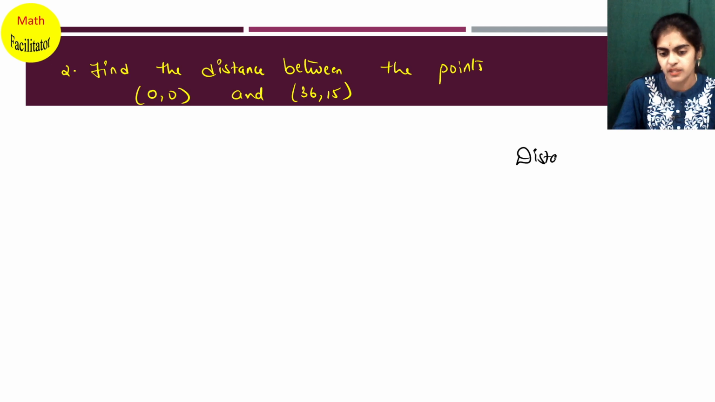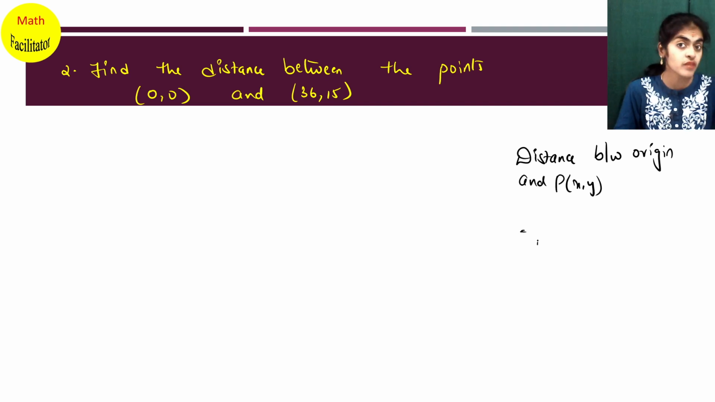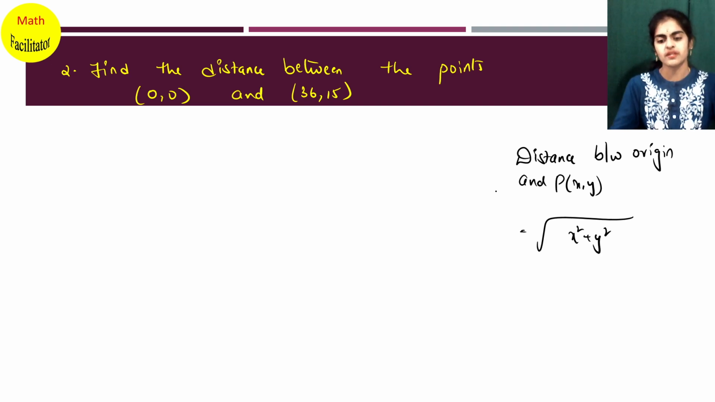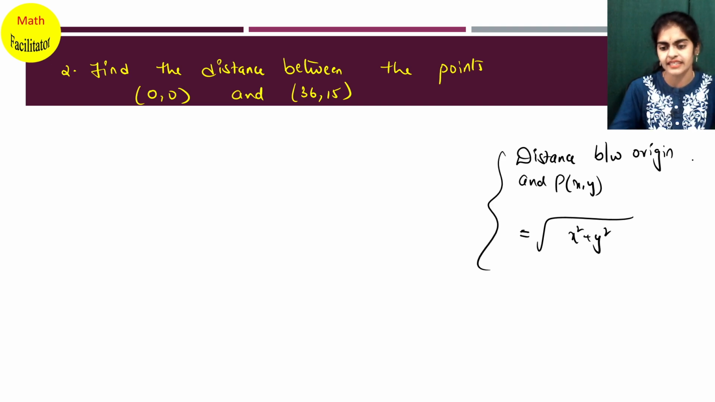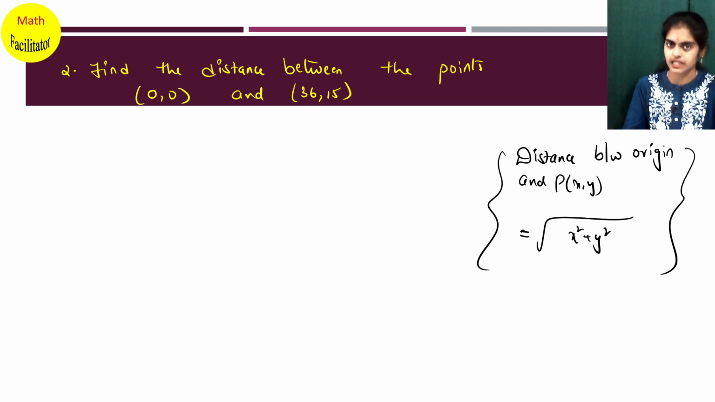Distance between the origin and a point P(x, y) is nothing but root over x square plus y square. Even if you don't remember this formula, you can directly use the distance formula, you'll get the same answer. So I'll do the problem using both the methods so that everyone can understand depending on the situation. If you remember the formula, you can use it, otherwise you can use the simple distance formula.